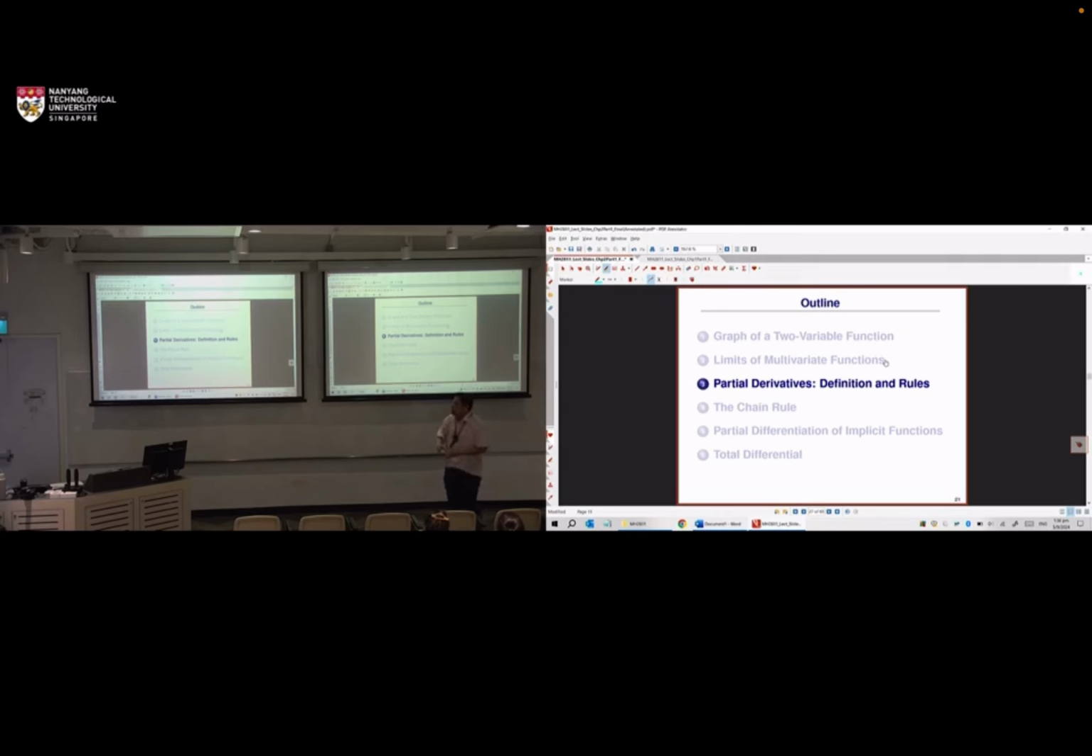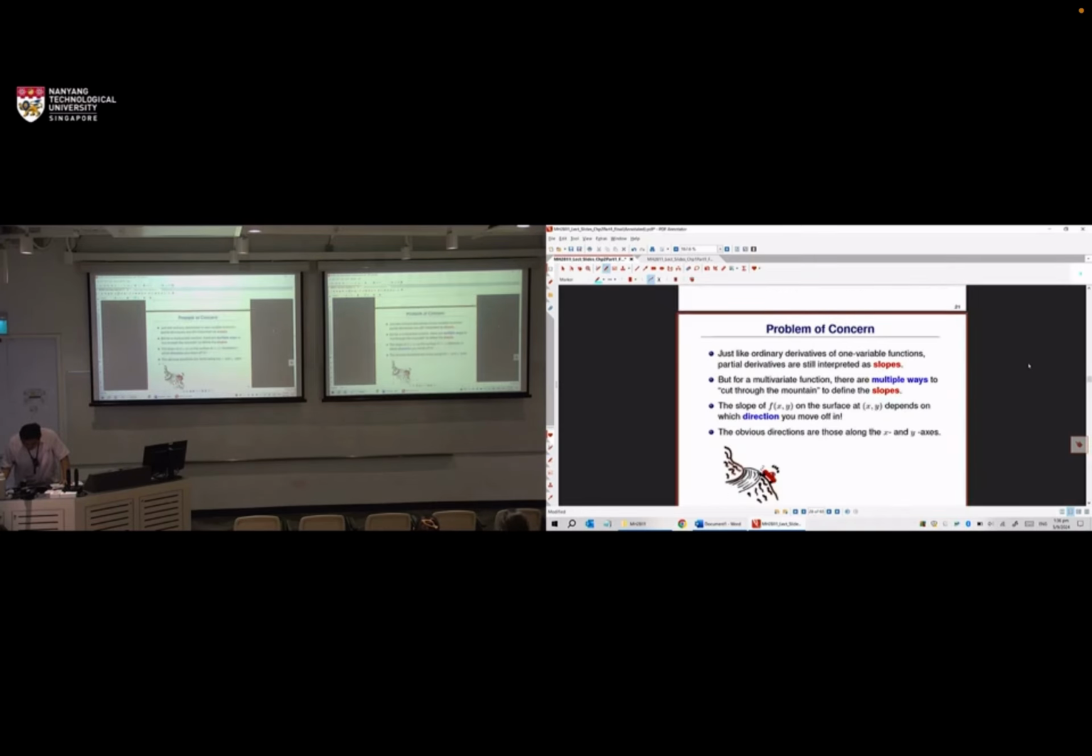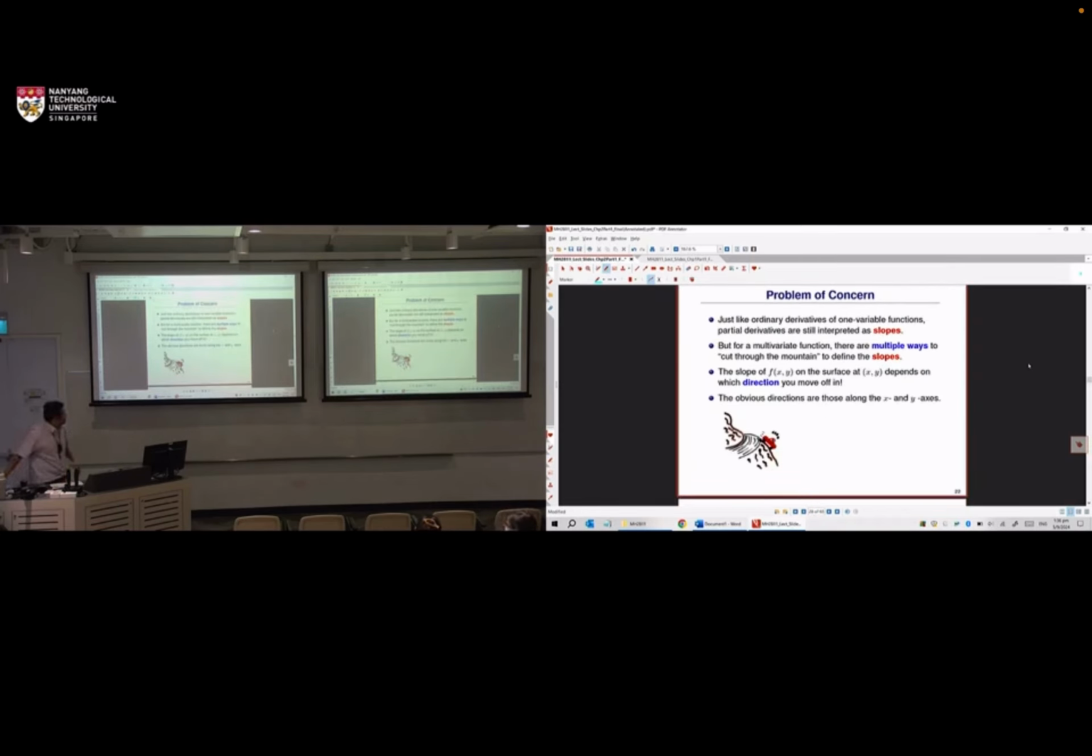There is an equivalent here in multivariable calculus, and the equivalent is called partial derivative. So this partial derivative is the equivalent of slope, gradient, but it's not called slope, it's not called gradient, it's called partial derivative. Just like the ordinary derivative of a one variable function, partial derivatives are still interpreted as slope. But there are multiple ways to cut through the mountain to define the slope, because now you're not looking at a 2D curve, you're looking at a mountain.